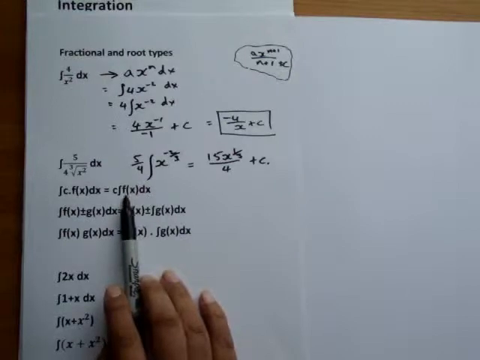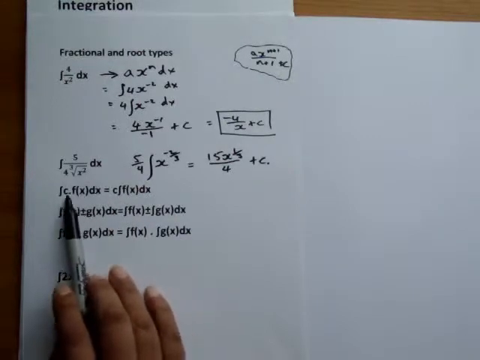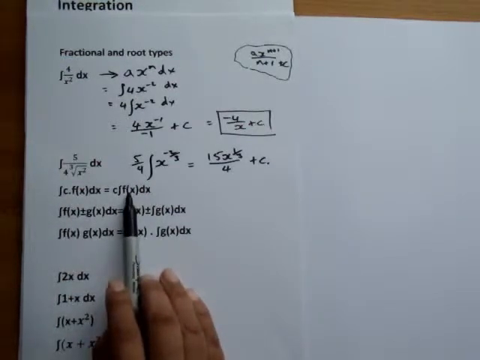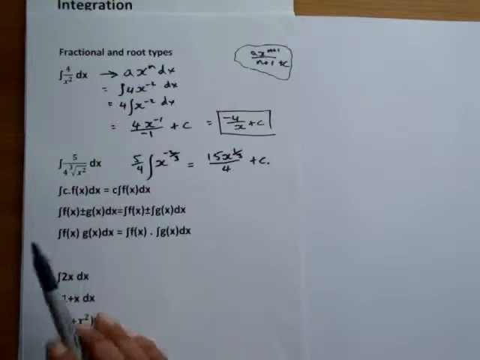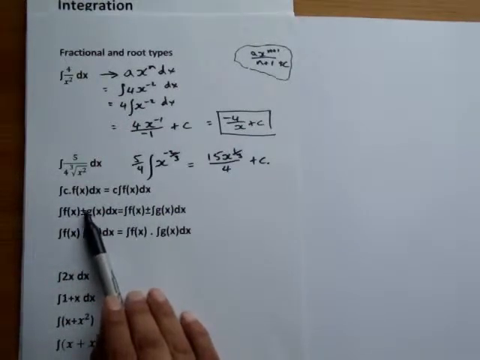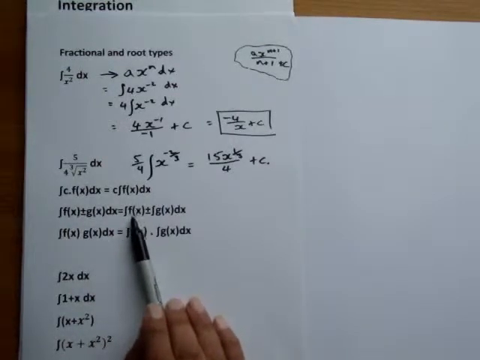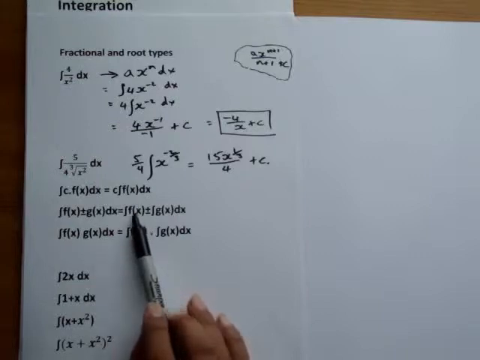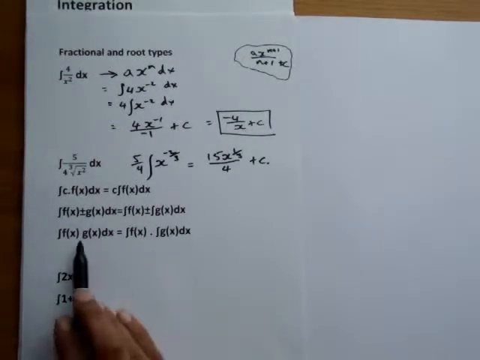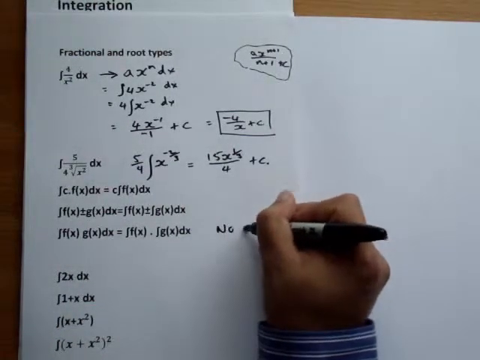We had a look at the constant rule earlier. When we have a constant and then the function, we can take the constant outside, do the integration, and then bring the constant back and multiply. Where we have two functions added or subtracted, we can split it into two, get the integrals, and add or subtract them together. Where we have two functions multiplied, there is no product rule in integration.